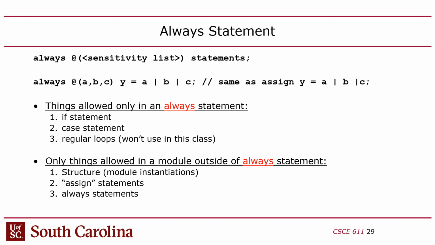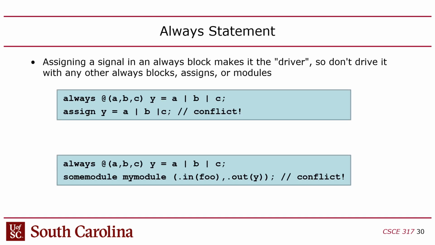Okay, so let's look at some examples here. If we say always at ABC, y equals A or B or C, then that's just equivalent to saying assign y equals A or B or C, right? Of course, if I put both of these in here, it'll create a conflict because both of these, the always and the assign, are two pieces of logic. They're going to conflict with one another. They're going to double drive y. So I can't put them both in. I can put one or the other, in which case they both do the same thing.